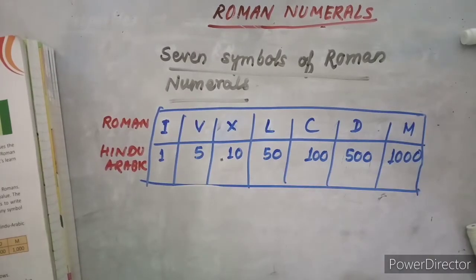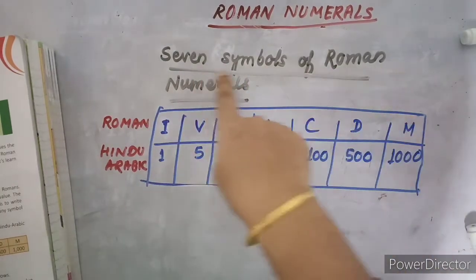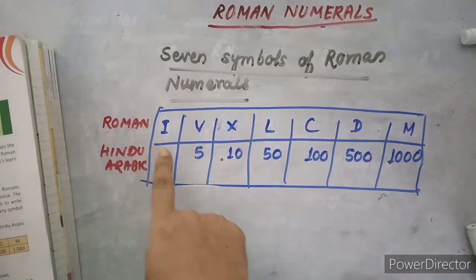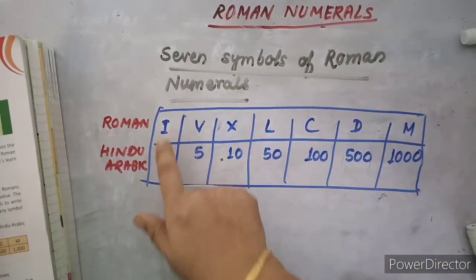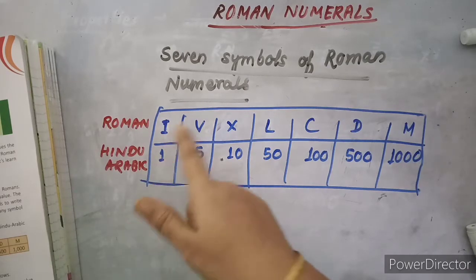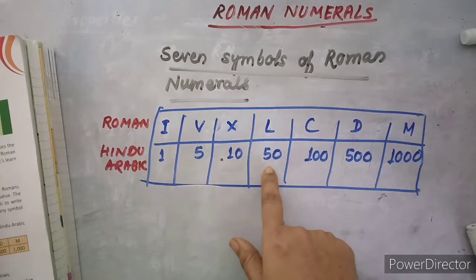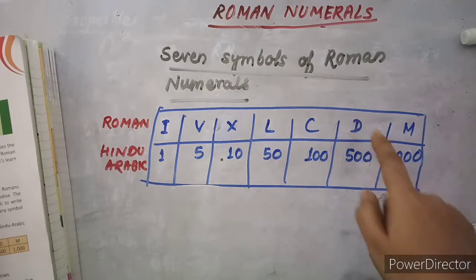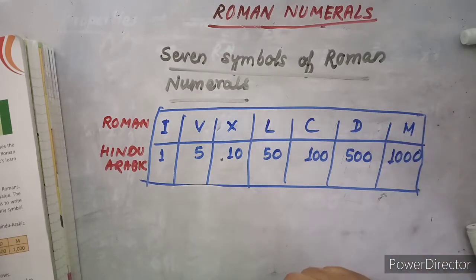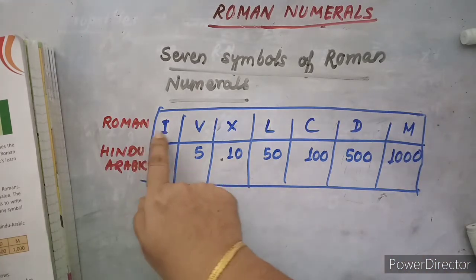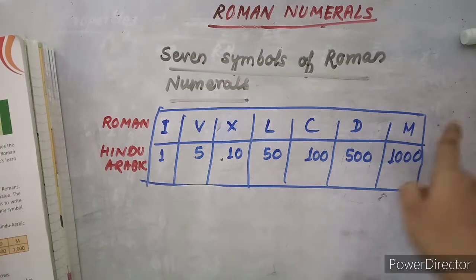Now I have already mentioned that there were 7 standard symbols of Roman numerals. So I have written the 7 symbols of Roman numerals. Now see here in the chart. I for 1, this is the Indo-Arabic number. V for 5, X for 10, L for 50, C for 100, D for 500 and M for 1000. Okay, so remember these 7 symbols, and based on these 7 symbols only you have to write the Roman numerals.